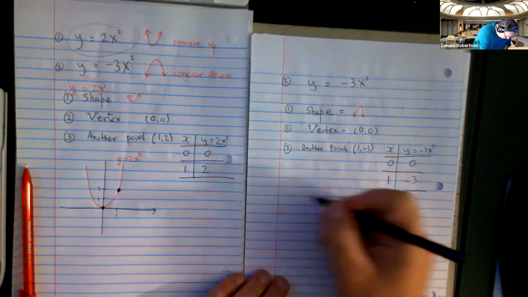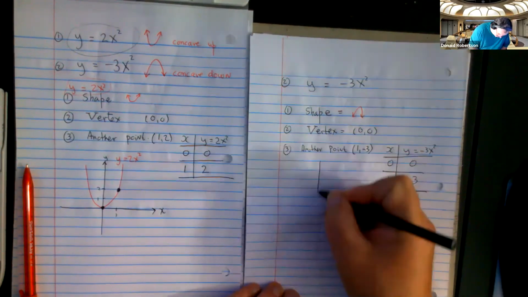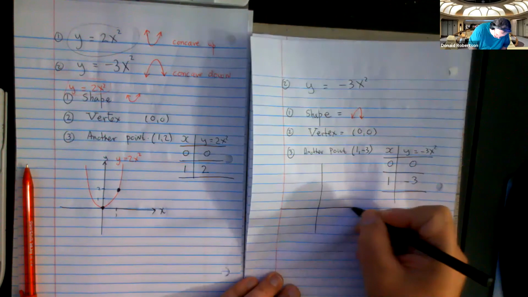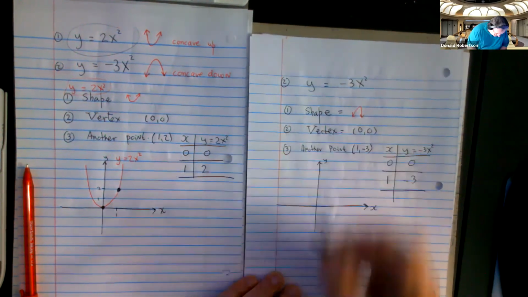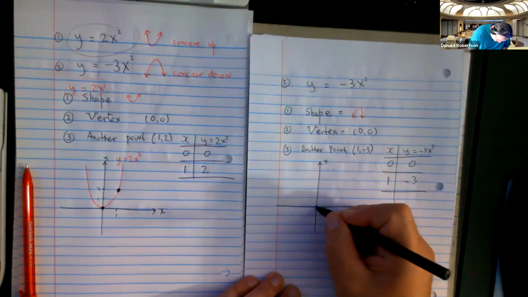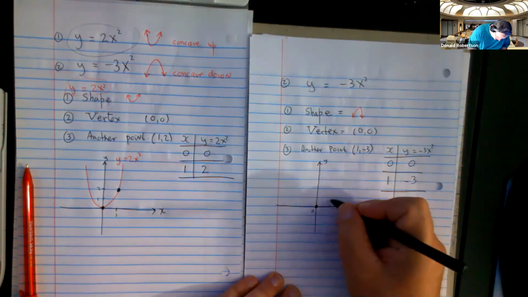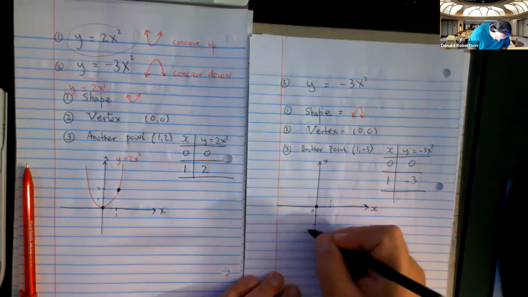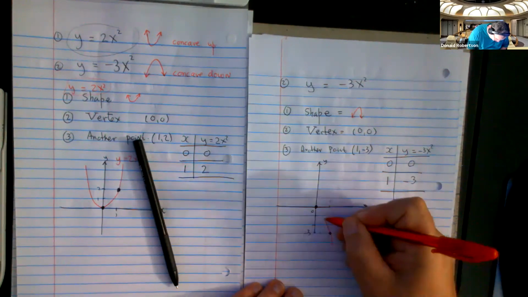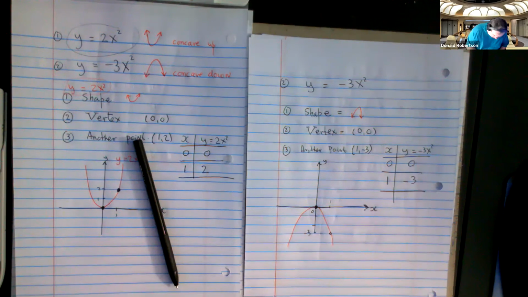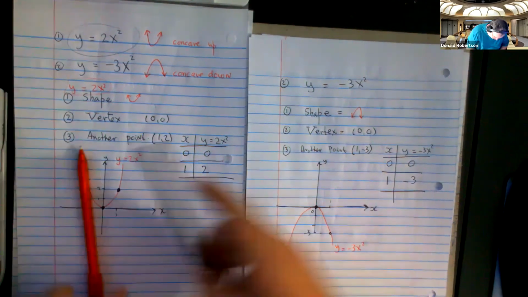So let's see what my sketch looks like. So I have an x-axis here, I have a y-axis here. I know the origin is the vertex, (0, 0). And I know (1, negative 3), I know that point. And I know it's a sad face. Maybe not the neatest version in the world, but I've just sketched my second one.